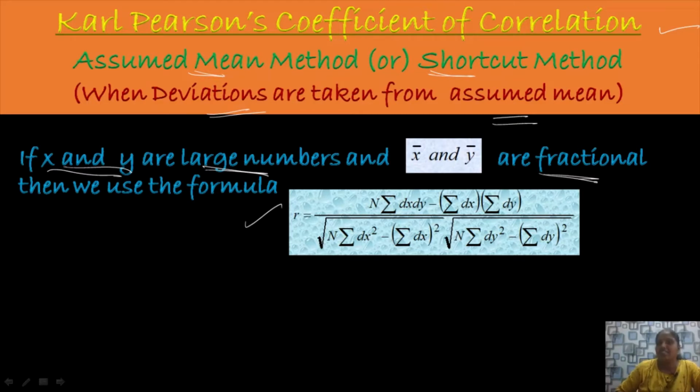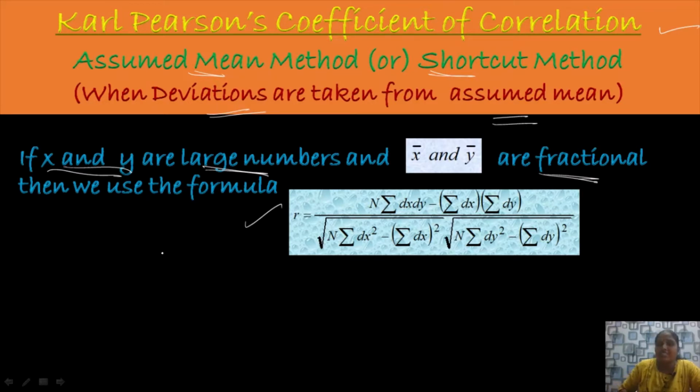That is, r is equal to n sigma dx dy minus sigma dx sigma dy over under root n sigma dx square minus sigma dx the whole square, under root n sigma dy square minus sigma dy the whole square. To make use of this formula, we calculate Karl Pearson's coefficient of correlation under this method.